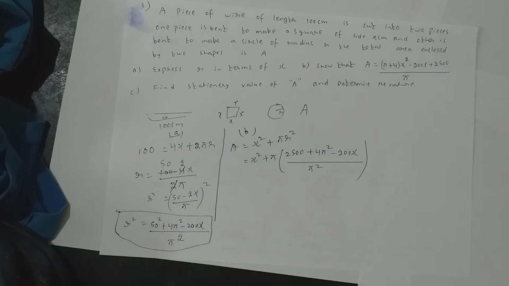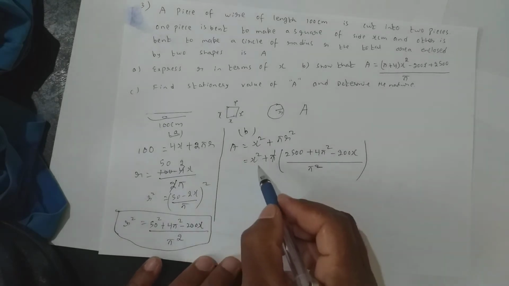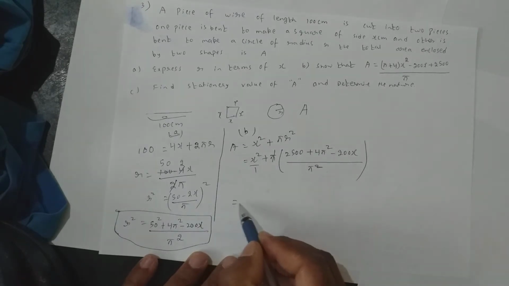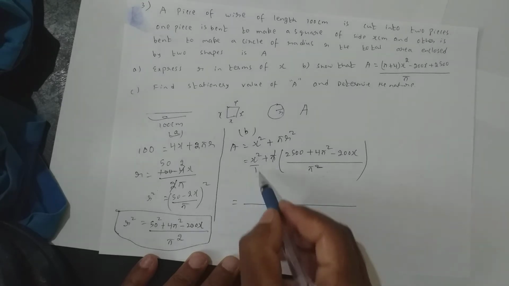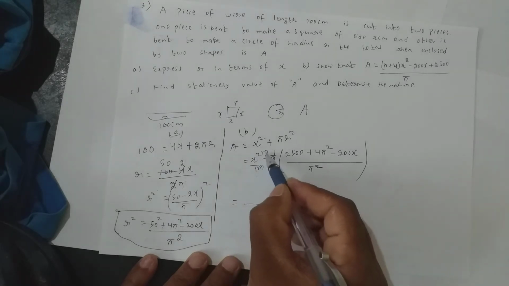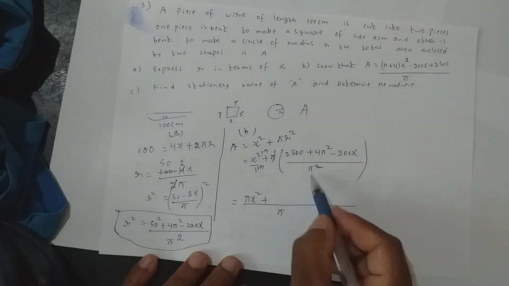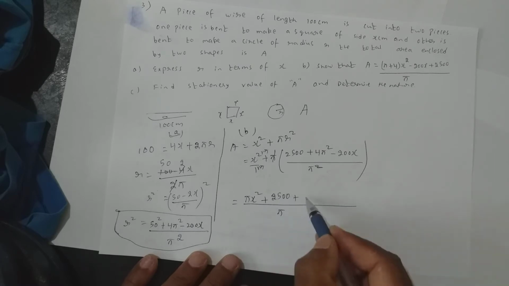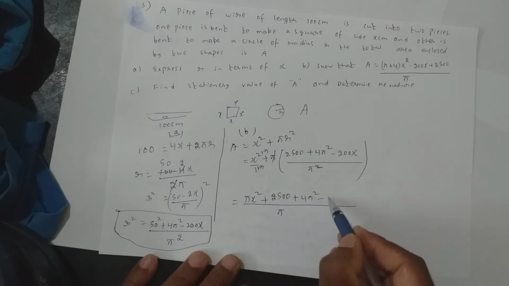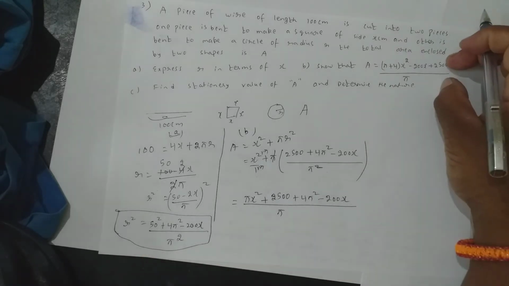Observe what gets cancelled now. Pi and this will get cancelled. Next, the LCM will be pi. So here 1 should become pi, meaning into pi. So it is now pi x square. Here no need to multiply, so I write it as it is: 2500 plus 4x square minus 200x. Clear? Is it of this form that he wants us to get?